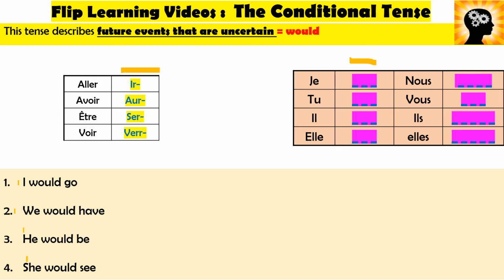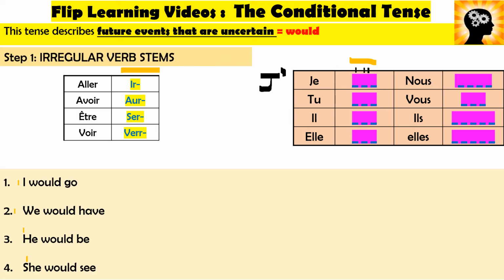Donc, I would go commence avec je, et plutôt c'est J avec un apostrophe parce que c'est deux voyelles. Et donc, je et aller changes to ir, and then my ending is AIS. So the first one is j'irai. I would go. Have a little go at 2, 3 and 4 and see what you've got. Put the video on pause. Have a go at it and then restart the video when you think you're ready.